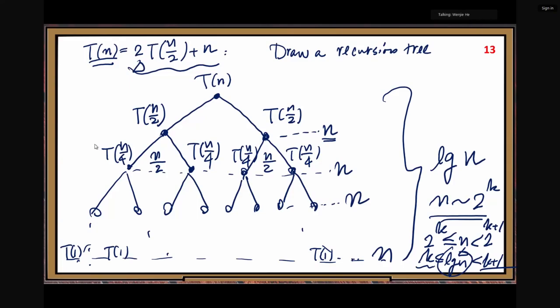Now we can use that. You have log base 2 of n levels, and the non-recursion cost from each level is n. So the total, is it n log n?